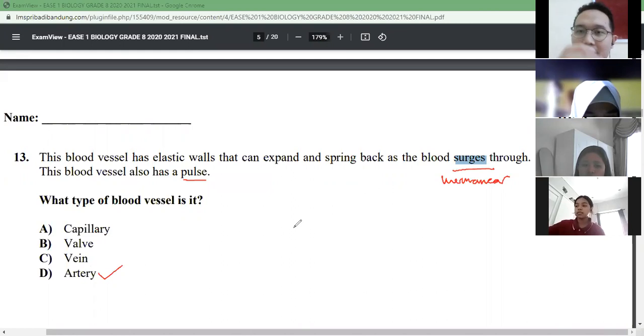So the artery must withstand this high pressure. So that's why our artery is thicker and has an elastic wall that can expand and spring back to withstand this pressure. If our artery contained only a thin wall, it could easily rupture, easily break down.